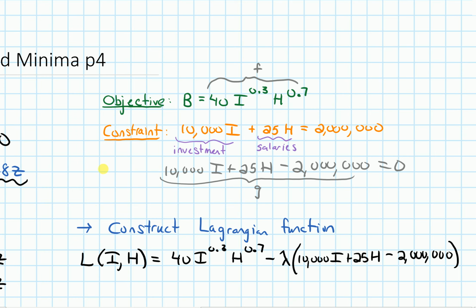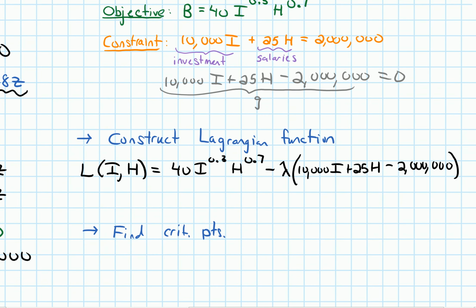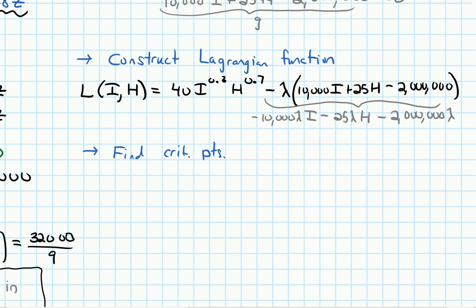If I were to simplify this, I would now need to distribute that minus lambda to get minus 10,000 lambda I minus 25 lambda h, and then minus 2 million lambda. The next step I've already written down for us is to find the critical points. So we have to take some partial derivatives with respect to each of these variables: with respect to I, set that equal to 0, and with respect to h, set that equal to 0.